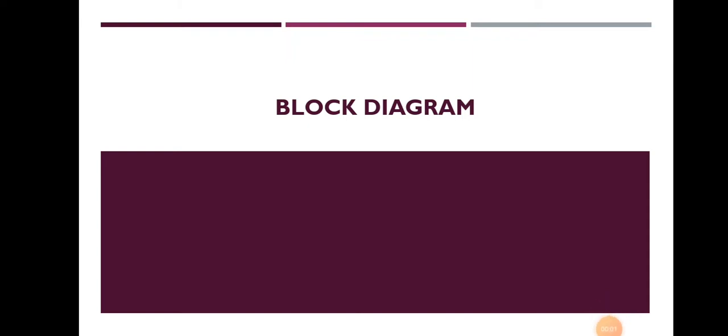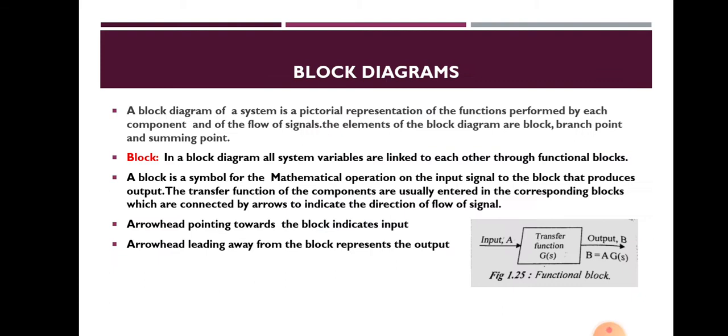Hi students, our next topic is block diagram from the first module of control system. First of all, what do you mean by a block diagram? Usually a control system may consist of a number of components, and we use diagrams called block diagrams to represent those components. A block diagram of a control system is a pictorial representation of the functions performed by each component, and it represents the flow of signals also.